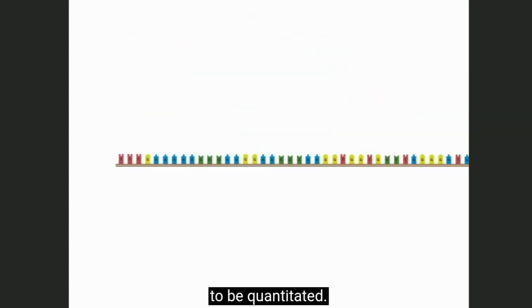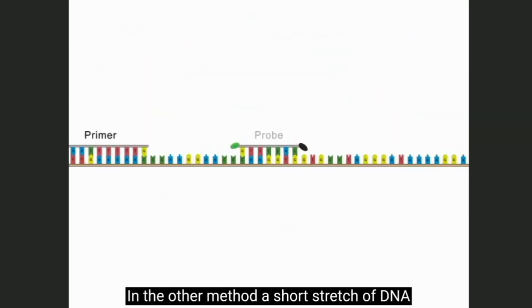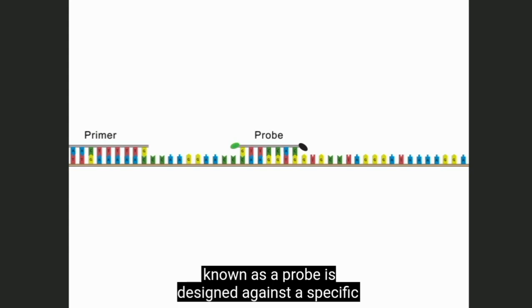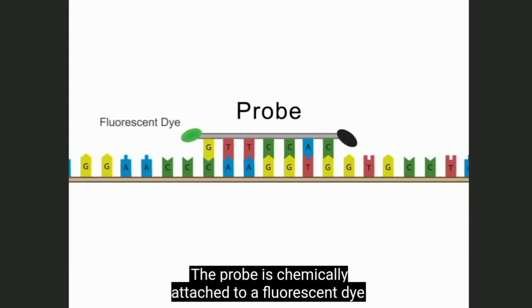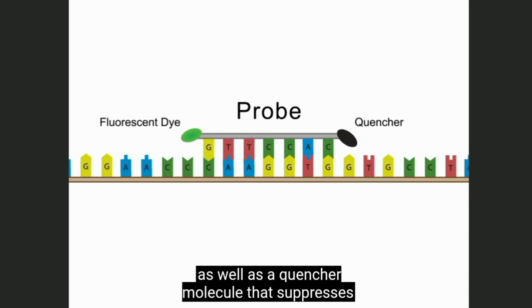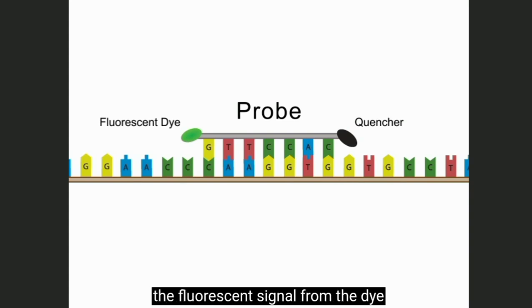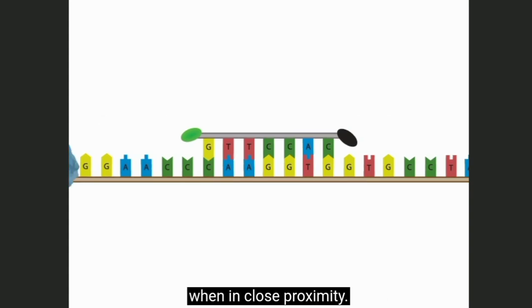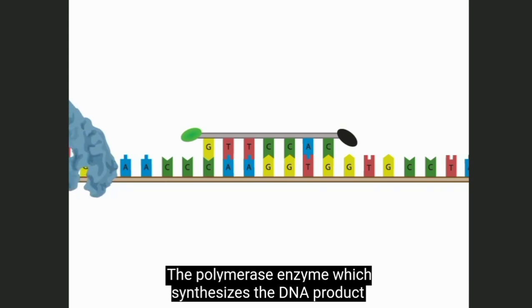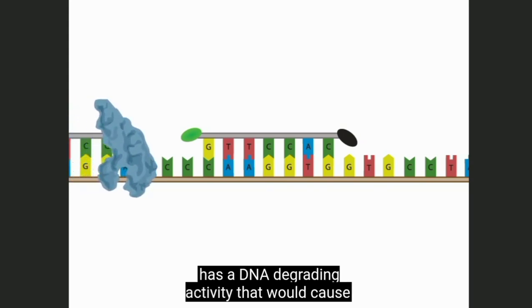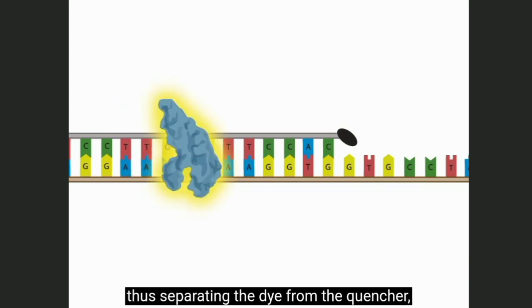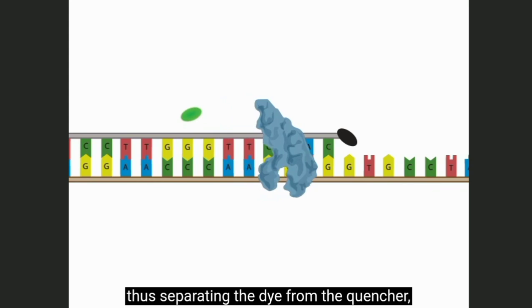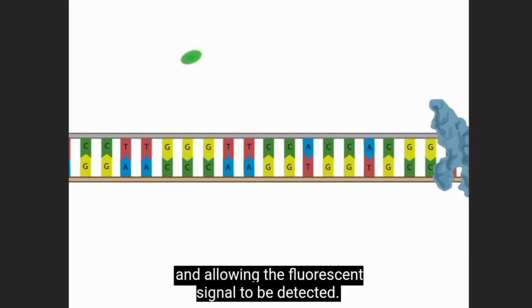In the other method, a short stretch of DNA, known as a probe, is designed against a specific target sequence of interest. The probe is chemically attached to a fluorescent dye, as well as a quencher molecule that suppresses the fluorescent signal from the dye when in close proximity. The polymerase enzyme, which synthesizes the DNA product, has a DNA-degrading activity that causes the fluorescent molecule to be released from the probe, thus separating the dye from the quencher and allowing the fluorescent signal to be detected.